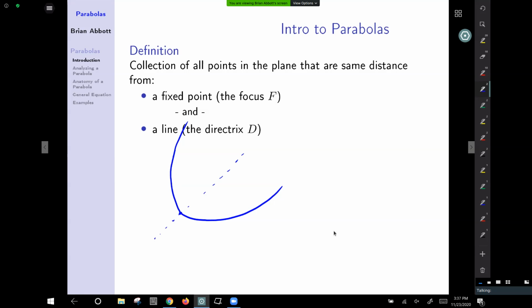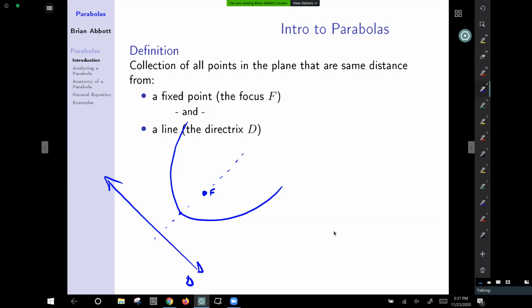And so let's take a look at this. Let's put our focus right here, capital F. It says the collection of all points in the plane that are the same distance from that focus and the directrix line. So I'm going to go ahead and put this directrix line right here, and I'm going to label it capital D.